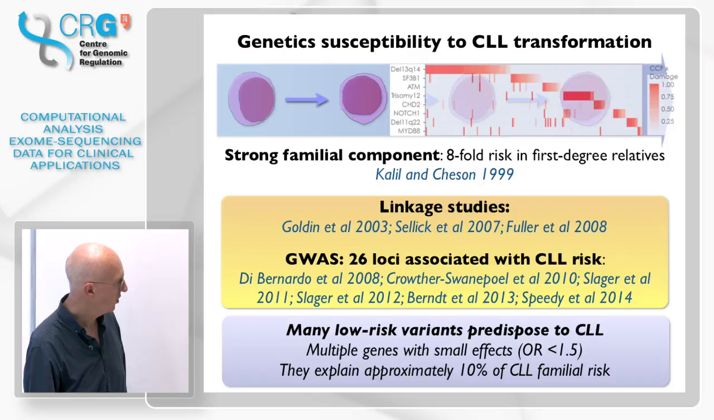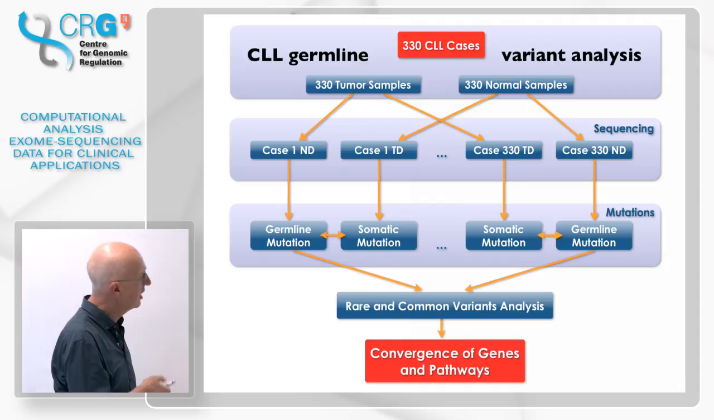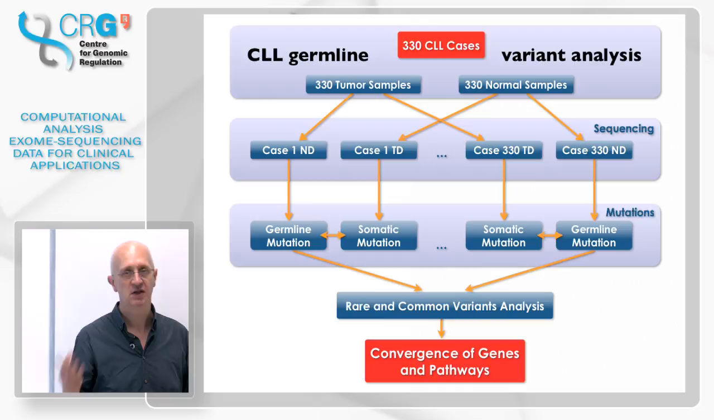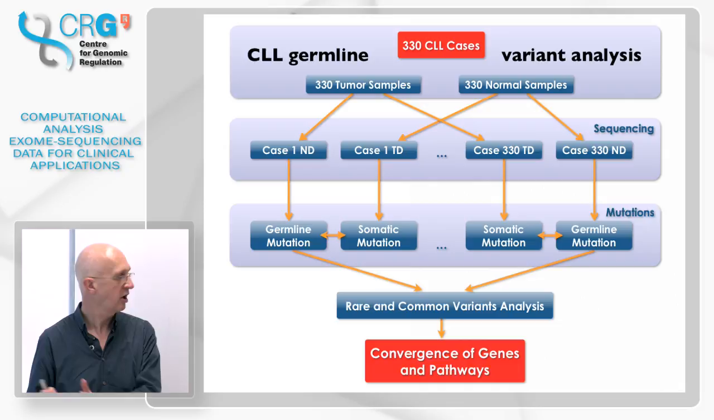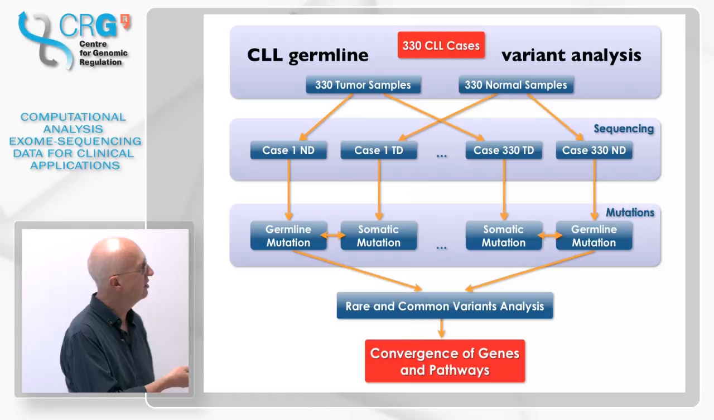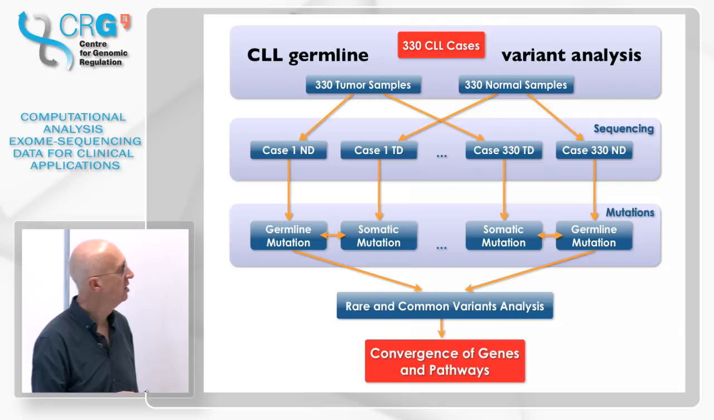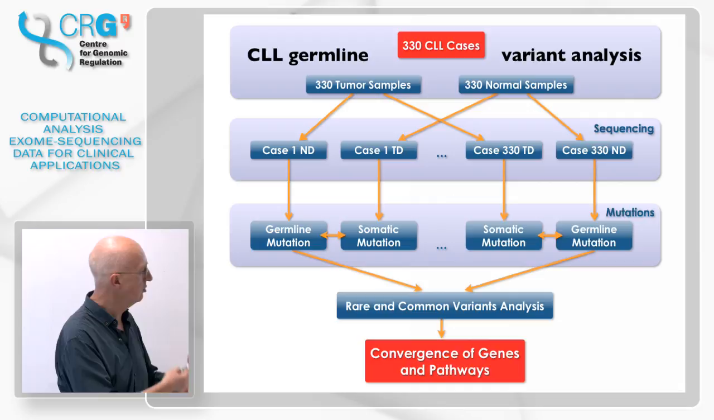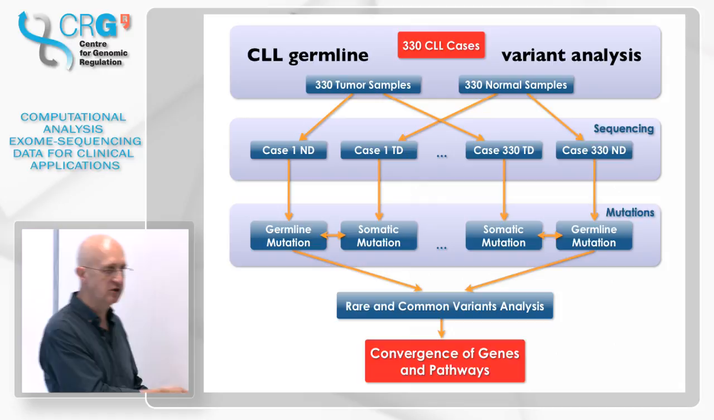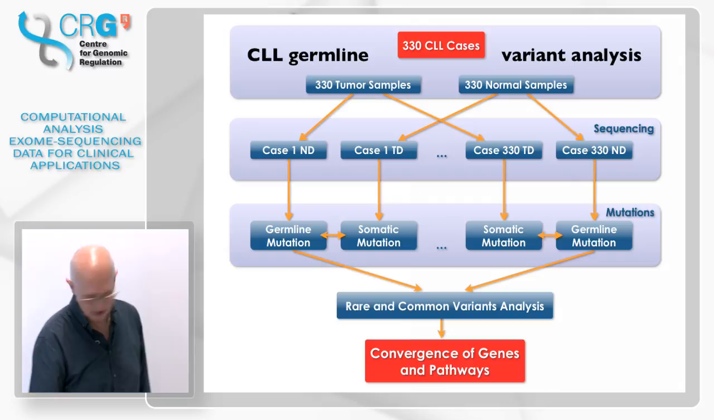So here, because we are not only analyzing the somatic, the tumor samples, we also have the normal samples from the individual. So we separated the B cells from the granulocytes. So we should be able to explore which variants those individuals carry with respect to a control population that do not have this phenotype. And then we could see how the different variants may be converging in either genes or in pathways to explain what is behind the phenotype.